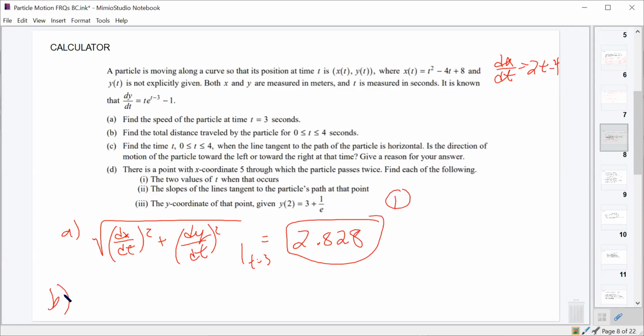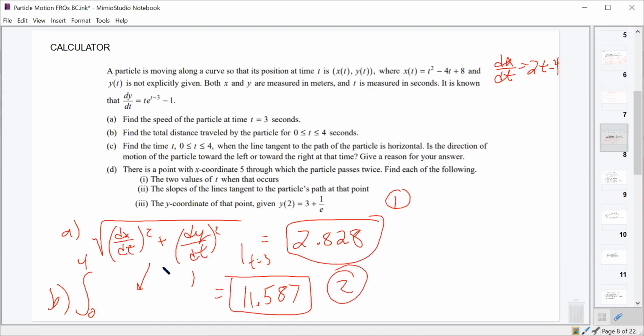Part B, find the total distance traveled. That'll be the integral from 0 to 4 of that speed, right? And that should come out to be 11.587. It does say 11.588 on the scoring guidelines, so I guess that's okay. And that was worth 2 points, 1 for the integral setup and 1 for the answer. Everybody good with A and B?